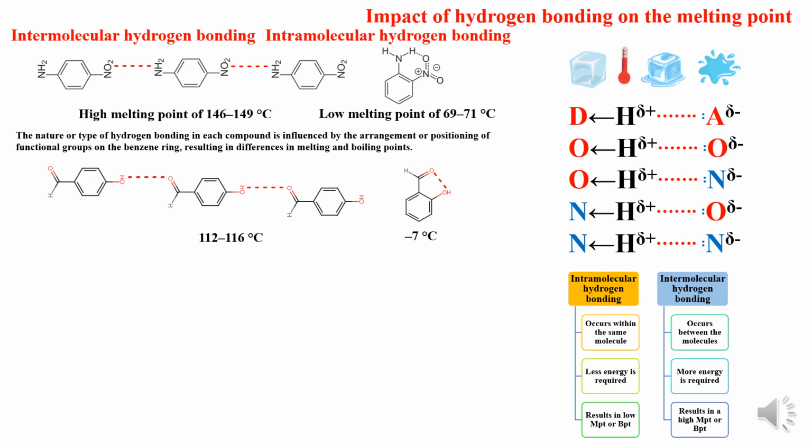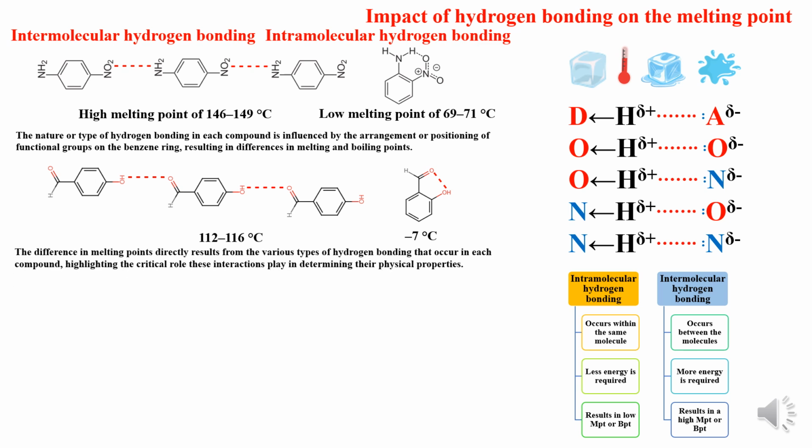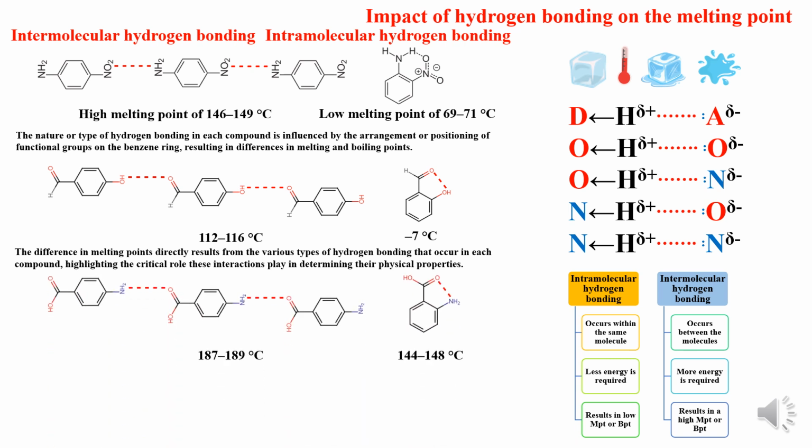Likewise, in case of para-hydroxybenzaldehyde and ortho-hydroxybenzaldehyde, once again here the difference in the melting points is due to various types of hydrogen bonding that occur in each compound, highlighting the critical role these interactions play in determining their physical properties. That is the melting point. So ortho-hydroxybenzaldehyde has a low melting point as compared to para-hydroxybenzaldehyde.